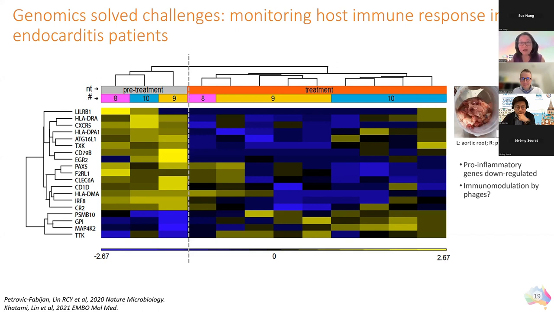And then after 72 hours, you can actually see the genes belonging to inflammation are all downregulated after phage administration. So the anti-inflammatory effect of phage is significant on day three. So interestingly, when we actually look at genes involved in innate immune response and adaptive immune response, you can also see the variation in gene expression throughout the phage therapy. And you can read more about it in the Nature Microbiology paper as well as the EMBO paper.